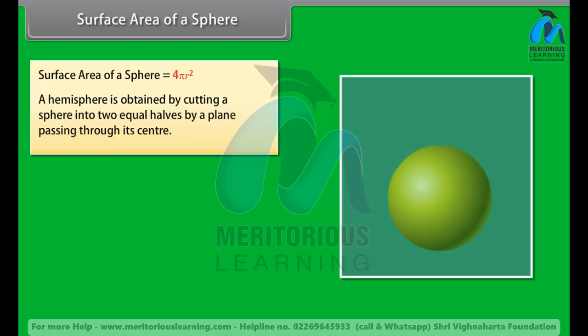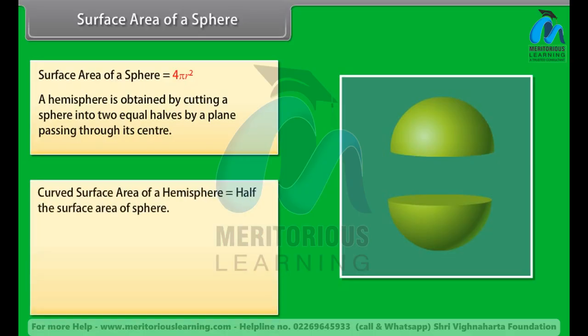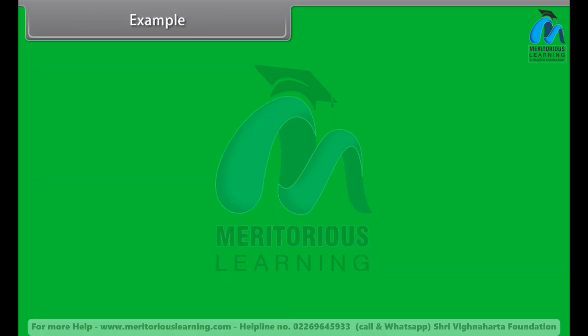A hemisphere is obtained by cutting a sphere into two equal halves by a plane passing through its center. Curved surface area of a hemisphere is equal to half the surface area of the sphere, that is equal to 2πr². Total surface area of a hemisphere is equal to 3πr².